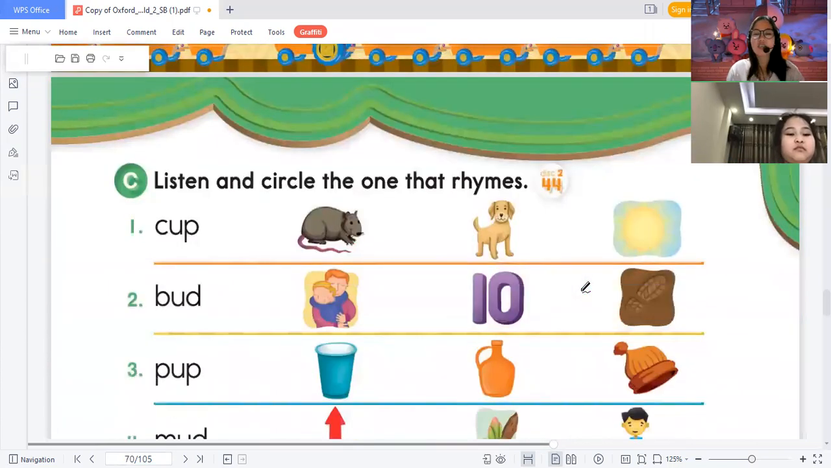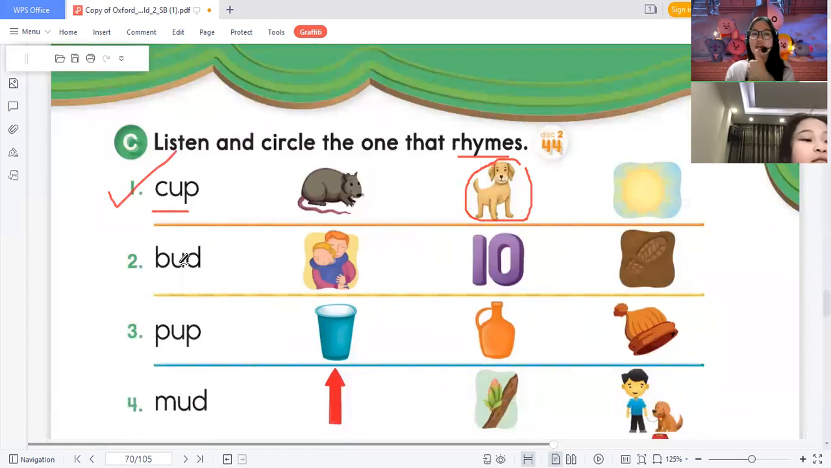Okay, so now let's listen and circle the one that rhymes. Remember, rhyming words have the same sound. Okay, let's do it. We have the word cup. Pup. Very good. Number two. Bud. Mud. No, not mub. It's mud. Yes.